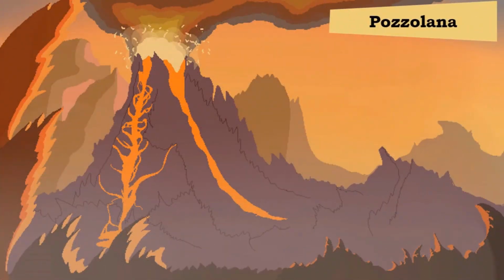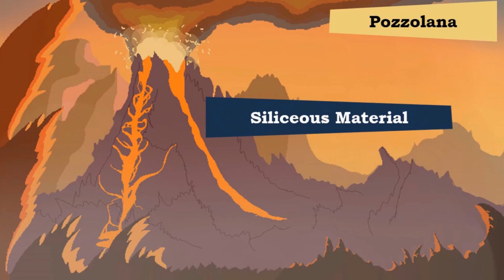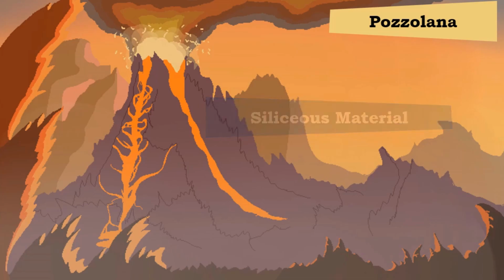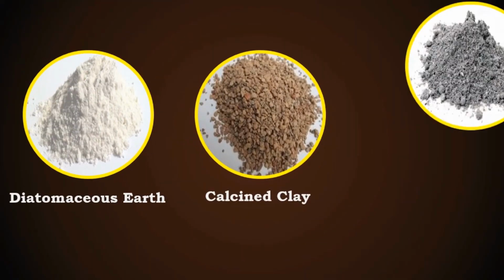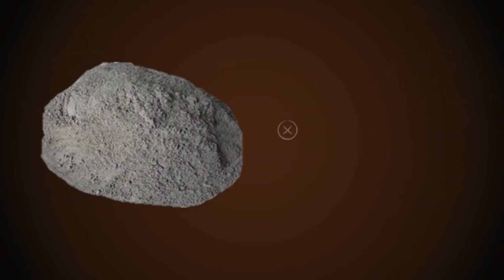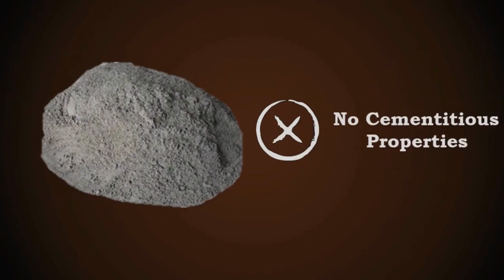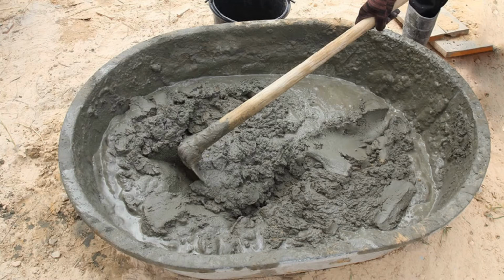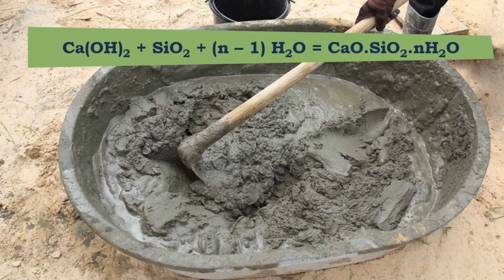Pozzolana is an essentially siliceous material which includes natural volcanic material having pozzolanic properties, such as diatomaceous earth, calcined clay and fly ash. This siliceous material possesses little or no cementitious properties in finely divided form. Whereas in the presence of water, it reacts with calcium hydroxide at ambient temperature to form compounds possessing cementitious properties.